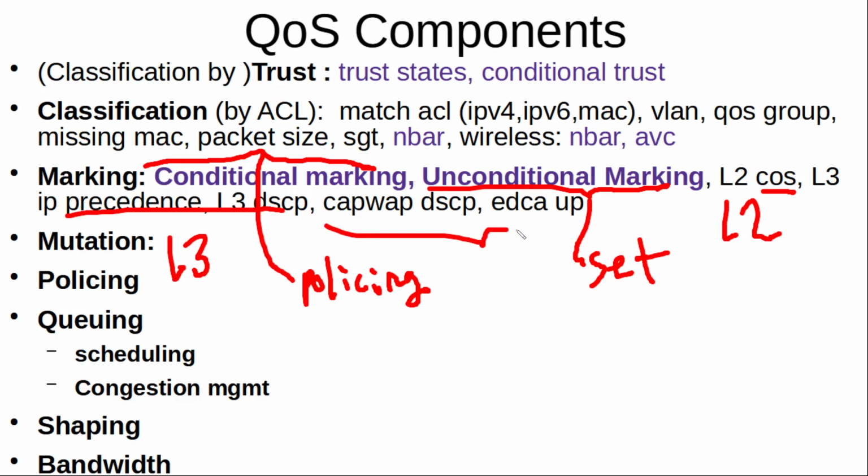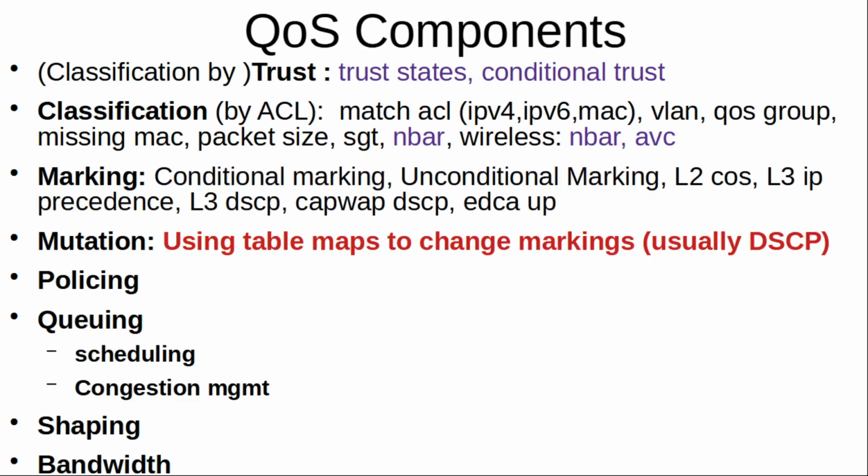And for wireless, we can use CAPWAP, DSCP, or user priority. This is a feature that exists in the wireless, in the over-the-air traffic. So we can mark traffic that is traveling over the air, which is actually cool. And let's go for the next quality of service component.